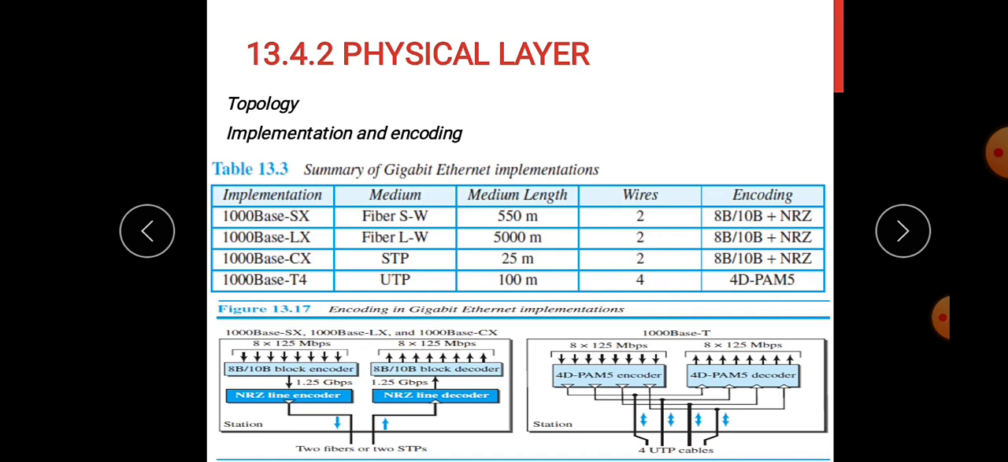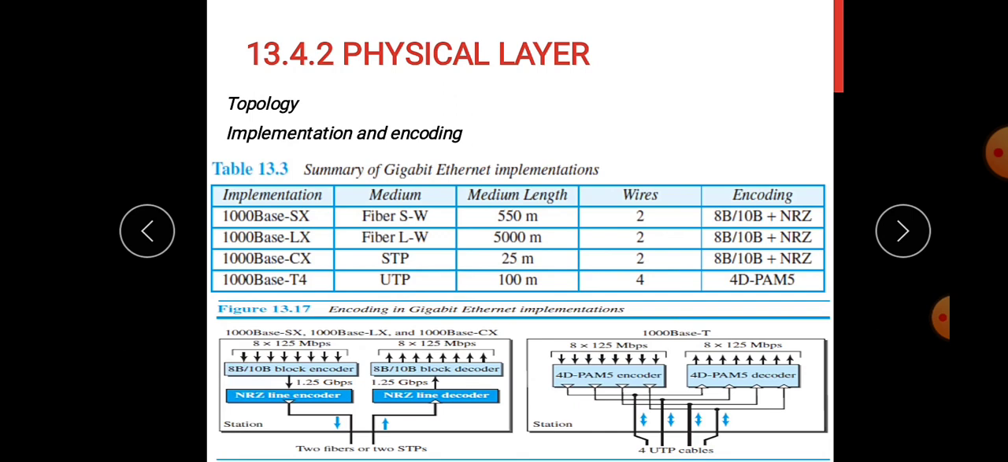Implementation. Gigabit Ethernet can be categorized as either a 2-wire or 4-wire implementation. The 2-wire implementation uses fiber optic cable, that is 1000Base-SX, where SX stands for short wave, or 1000Base-LX, where LX stands for long wave, or STP, 1000Base-CX. The 4-wire version uses category 5 twisted pair cables, that is 1000Base-T.